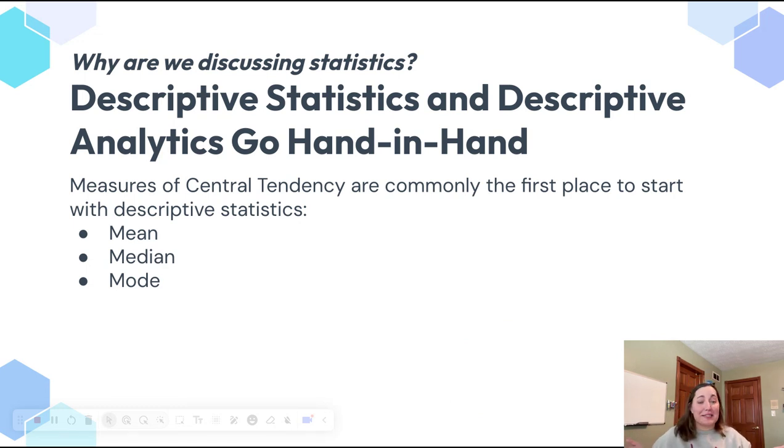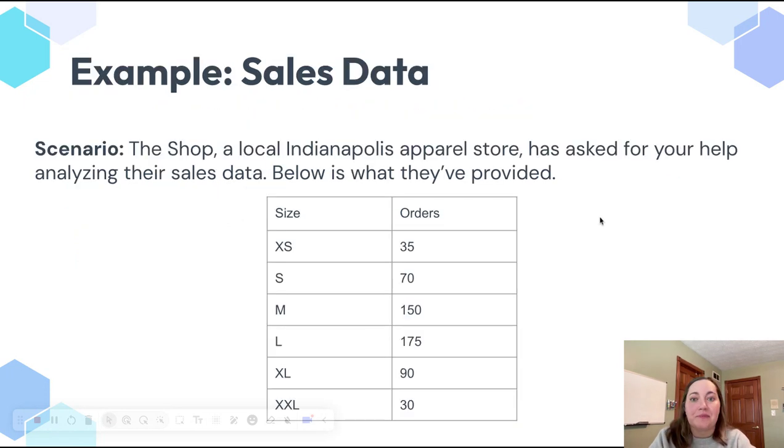So again, why are we discussing statistics? Descriptive statistics, remember that from maybe undergrad, maybe in high school. Descriptive statistics and descriptive analytics go hand in hand. If we're talking about descriptive analytics, what happened, what's going on with our data, we're going to start with those basic statistics. Maybe measures of central tendency, mean, median, and mode. What are my columns? How many values do I have? What's the average value? What's the median? What's the mode? So what's going on here? We're going to start here almost every time.